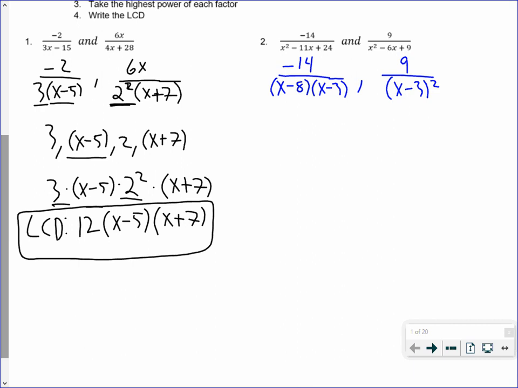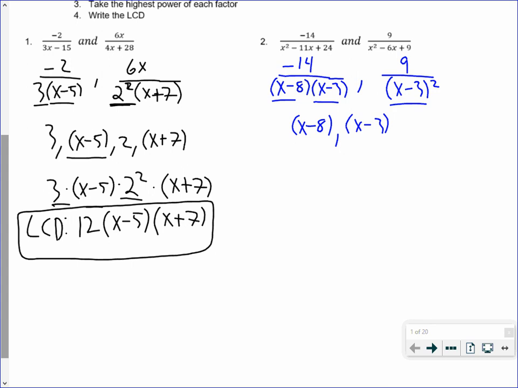So from here, I'm going to list out each distinct factor, or each different factor. So x minus 8, that's the first one I see. And then I see x minus 3. And then I see x minus 3 again. I'm not going to rewrite it. I only want to list out my different factors. So x minus 8 and x minus 3. Or in other words, my denominators are made from x minus 8 and x minus 3 only.